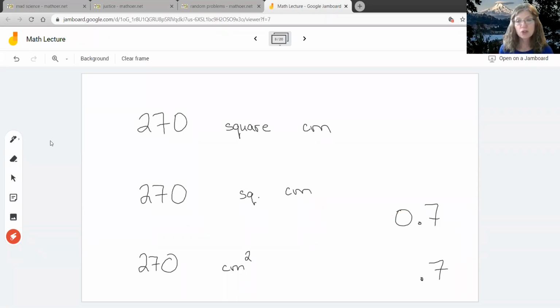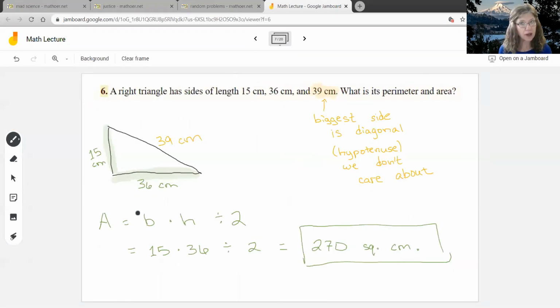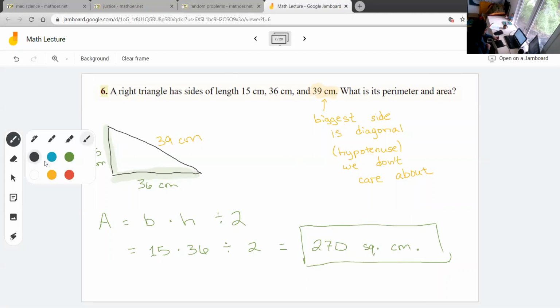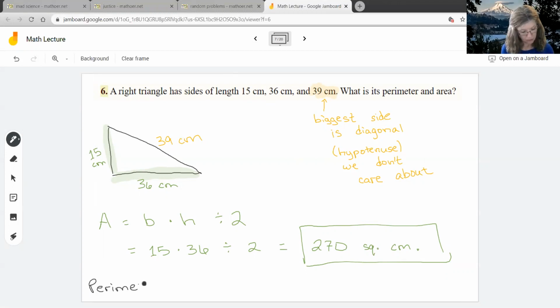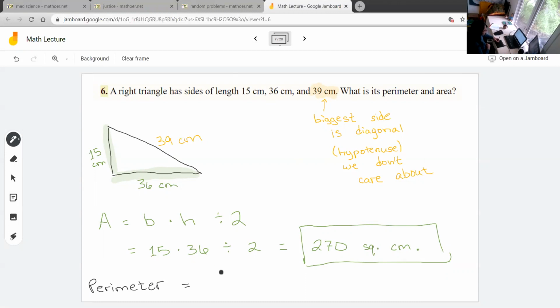So that question was to find the area and the perimeter. So we've only done the area, correct? Yeah, we've only done the area. How do we find the perimeter? Add up all the sides. Yeah.